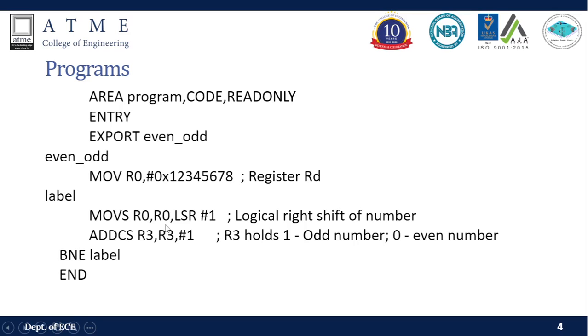Once that is done, we are going to shift R0 by one time to the logical right. Once that logical right shift happens, the LSB bit is going to be loaded into our carry flag. So you are simply going to check the carry flag. If the carry flag is set, then R3 will be incremented. If the carry flag is not set, then R3 will be unchanged. So this is the logic that we are going to use.